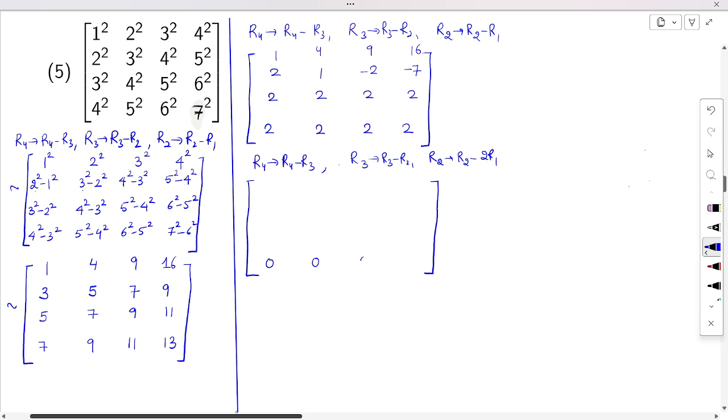This row becomes 0, 0, 0, 0. 2 minus 2, 0, 2 minus 1, 1, 2 plus 2, 4, and 2 plus 7, 9. Then this becomes 2 minus 2, 0, 1 minus 8, minus 7, minus 2, minus 18, minus 20, and minus 7, minus 32, minus 39. And first row is intact, 1, 4, 9, and 16. Now interchange row 2 and row 3.